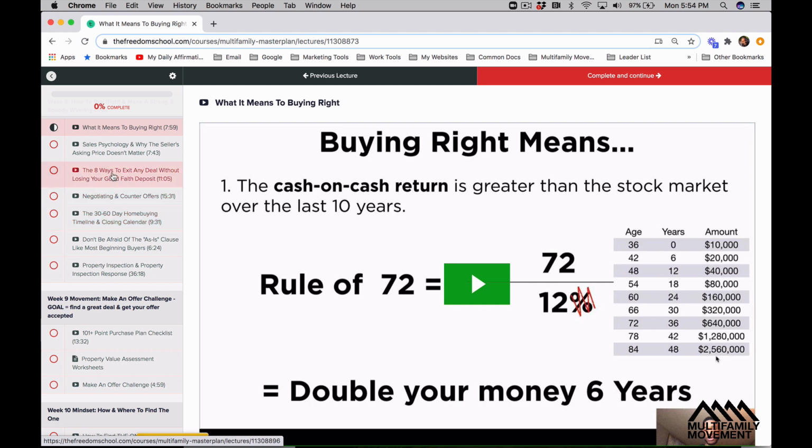I also teach you the 8 ways to exit any deal without losing your good faith deposit. You have to know, once you sign that purchase agreement and you're under contract, your ways out of that deal if you go into the property and you do not like what you see.